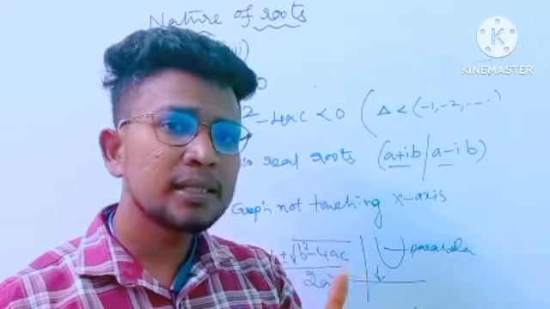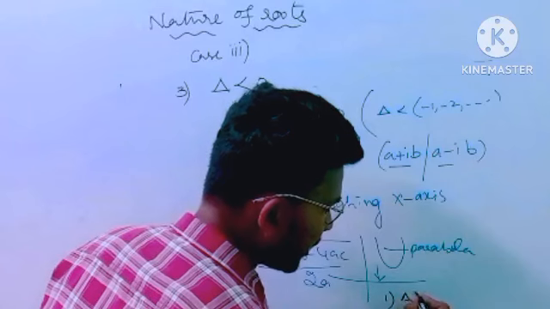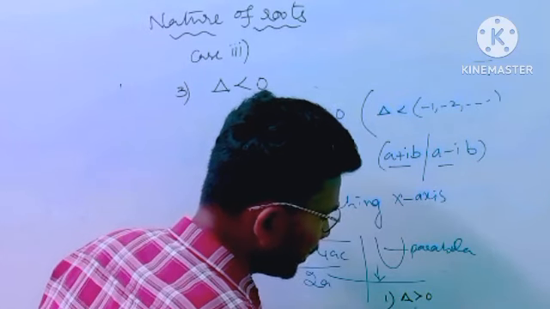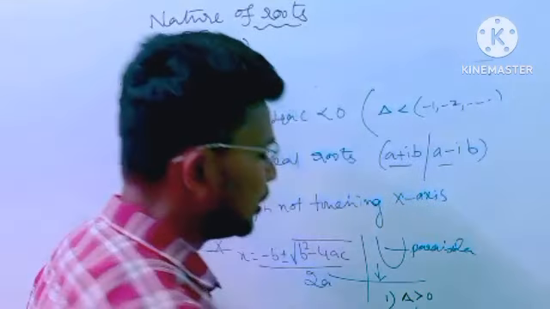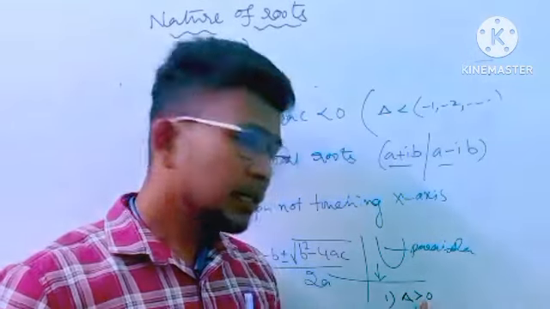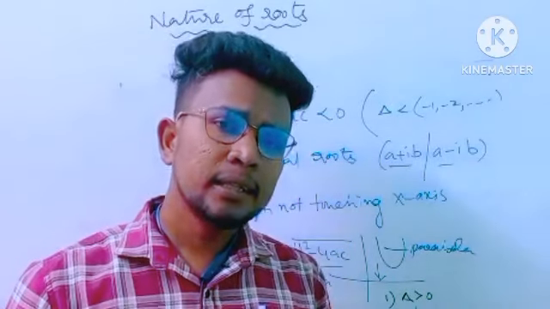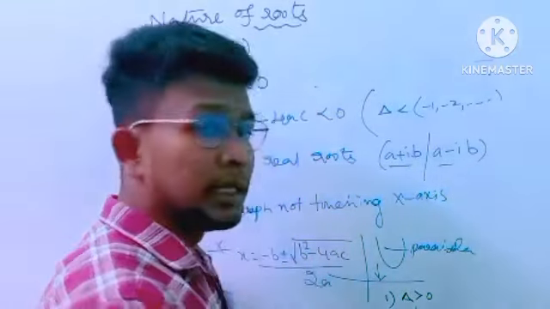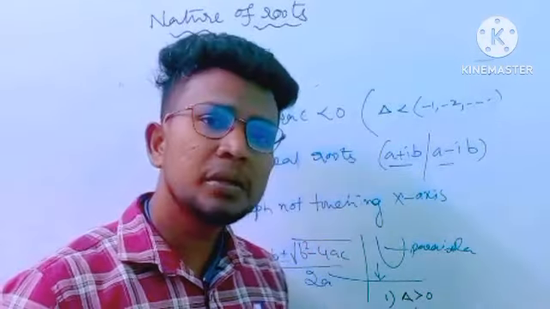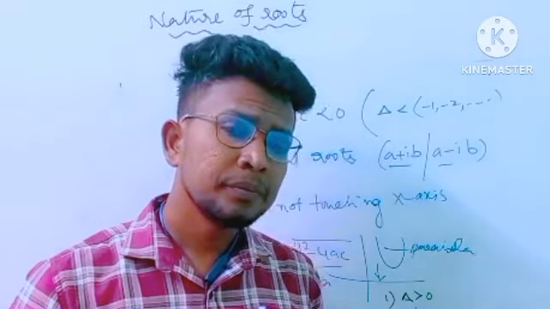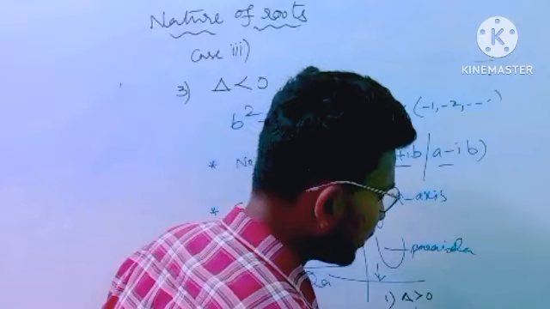Now again we are going to discuss the nature of the roots. First one is if delta value is greater than 0, second one is delta value is equal to 0, third one is delta value is less than 0. If delta value is greater than 0, the graph touches exactly at 2 points, the roots become real and distinct, and it will have 2 solutions. The second case is delta value equal to 0. The roots are real and equal, and the graph touches exactly at 1 point. It looks like this.